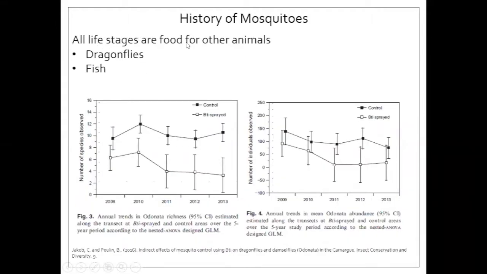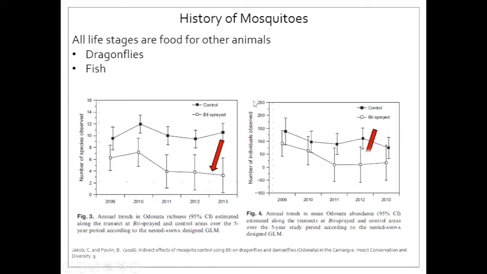All life stages of mosquito are the food for other animals. So as young, they can be fed to dragonflies or food for fish. As adults, dragonflies might still be eating them. I promise that I'll keep these charts to a minimum, but this one I felt very clearly demonstrated how beneficial certain mosquito larvae are to dragonflies.